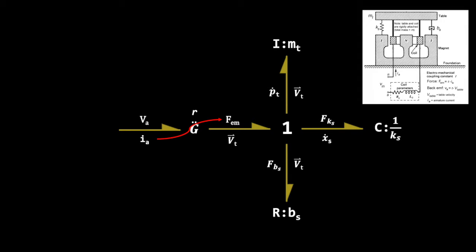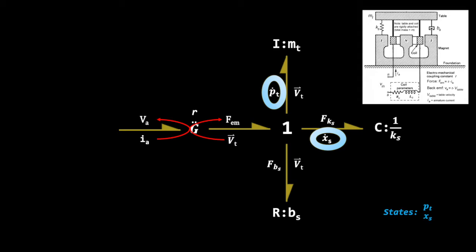So what this one junction shows us is that you have a common velocity between the table, the spring, and the damper, and the electromotive force that is exerted by the current onto the mass spring damper system is shared between the mass in the form of momentum, the force on the spring, and the force on the damper. Once again, the two state variables for the system are the momentum of the table and the displacement of the spring, shown below as well.